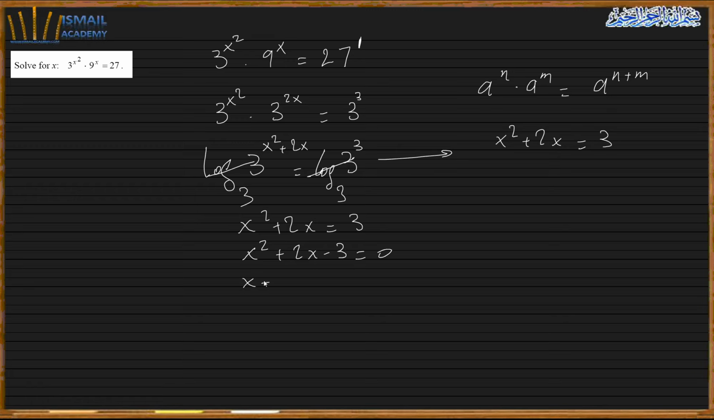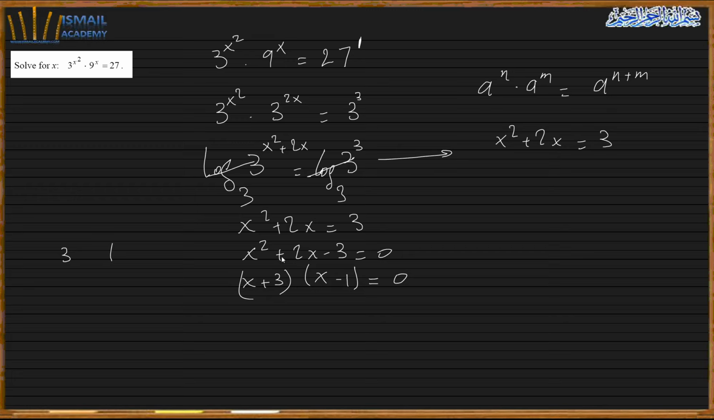So this is going to be (x + 3)(x − 1). As you see here, we have a negative. That means this is the product of two opposite numbers, one positive, one negative. But which one is positive and which one is negative? Because here it's only 3 and 1. So which one is positive, which one is negative?